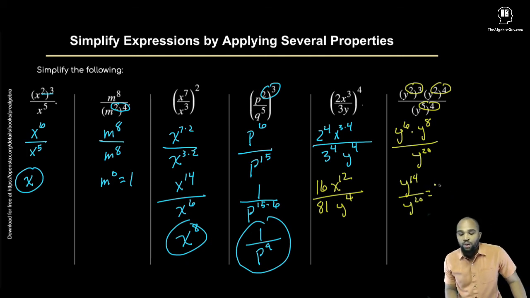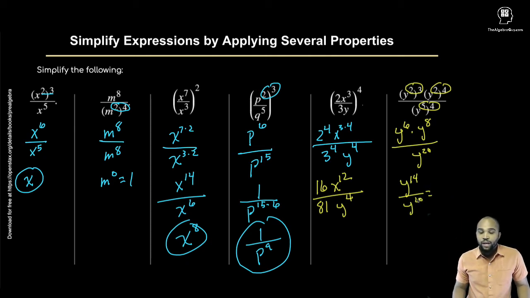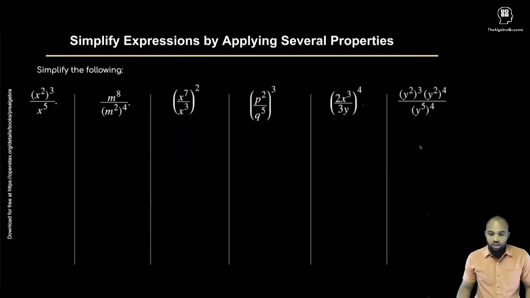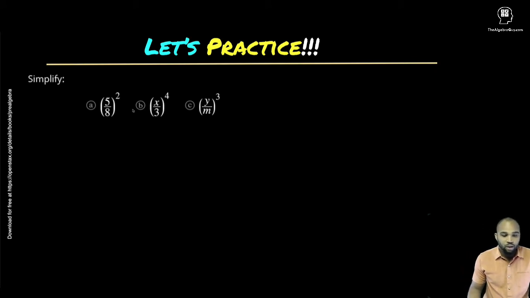And that leaves me with what? So I know my exponent on the bottom is bigger, so it's going to be y to the 20 minus 14. 20 minus 14 is y to the 6. And that's it. All right, keeping it going.